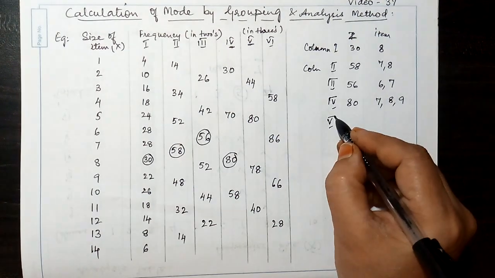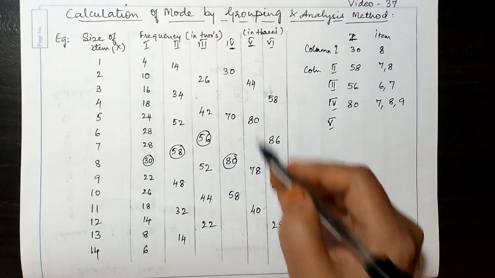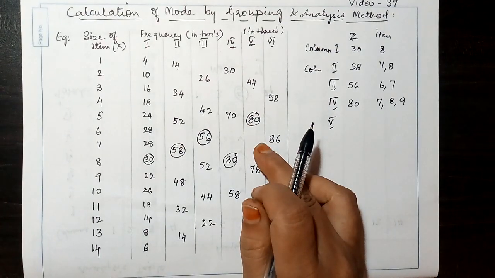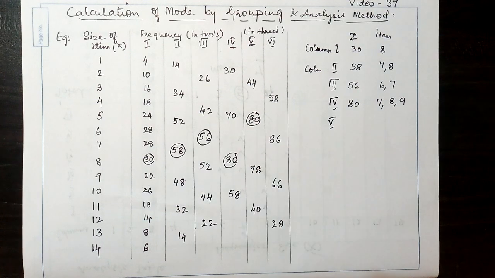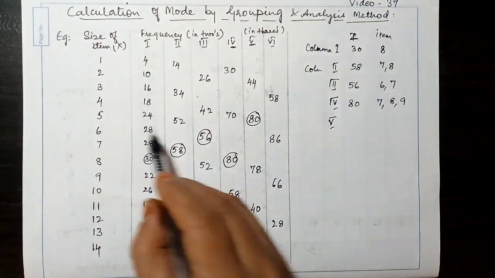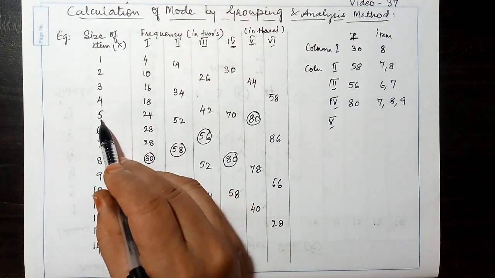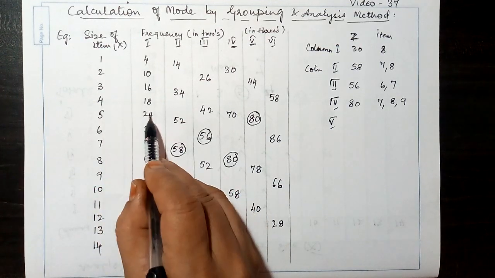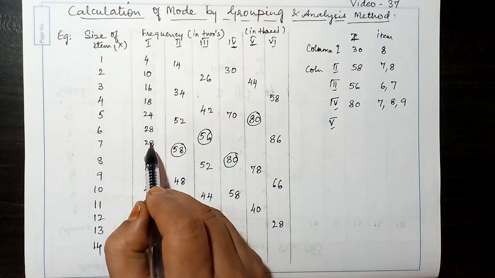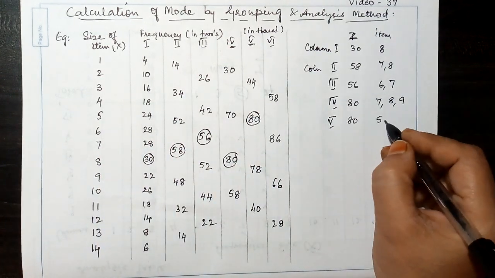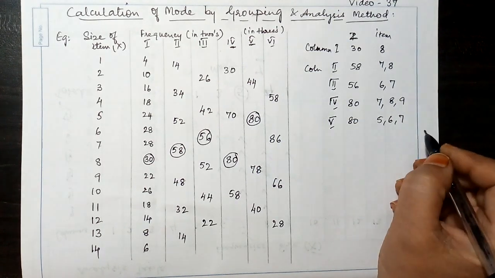Now in the 5th column, what is the mode? Again it is 80. How did we get 80? By adding 24, 28 and 28. So that was the 5th, 6th and 7th items. So here again we'll write 80 and here we'll write 5, 6 and 7.